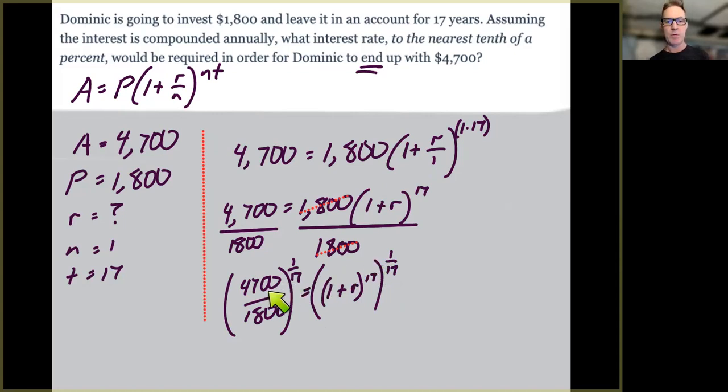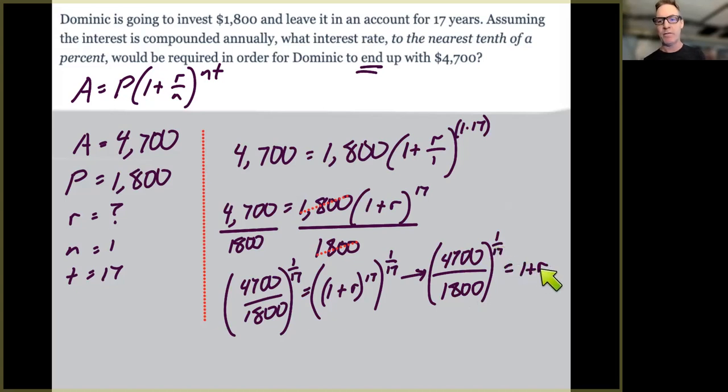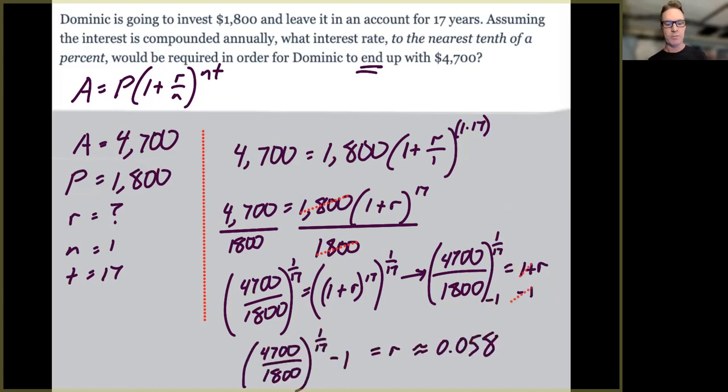So what does that leave me with? (4,700 over 1,800) to the 1 over 17th power equals 1 plus R. But remember, I want R by itself. So I need to subtract 1 from both sides. So that leaves me with R equals this whole thing, and that ends up being 0.058, or 5.8%. Let's look at that in our calculators.